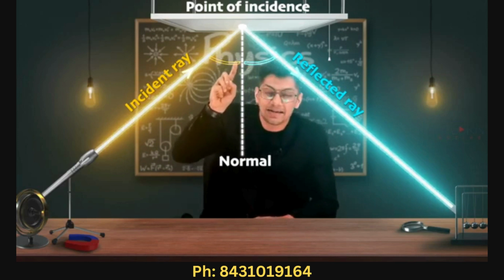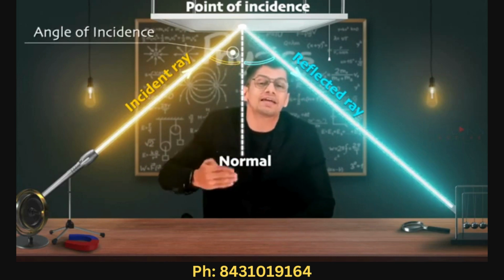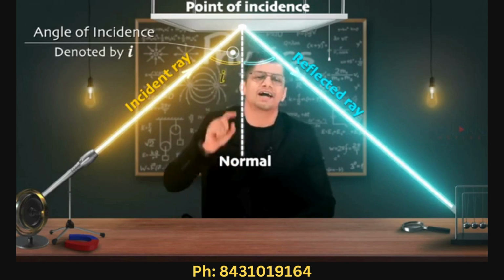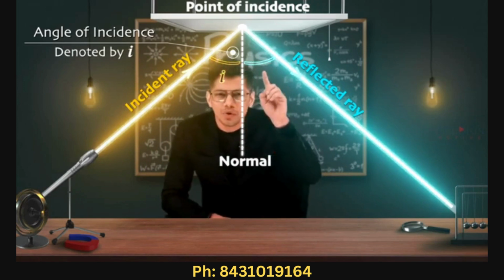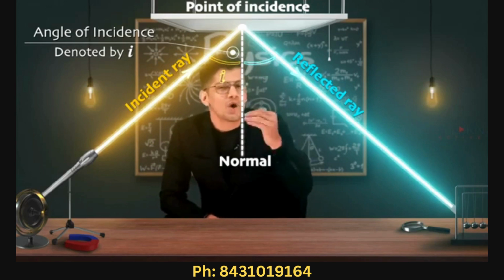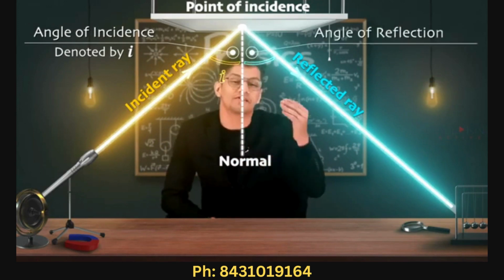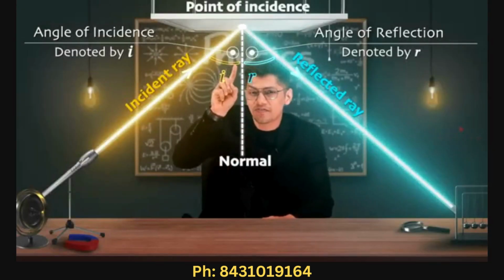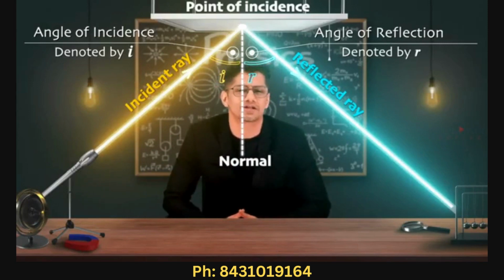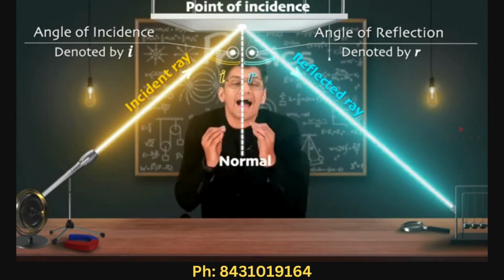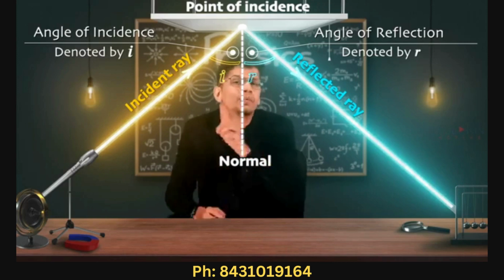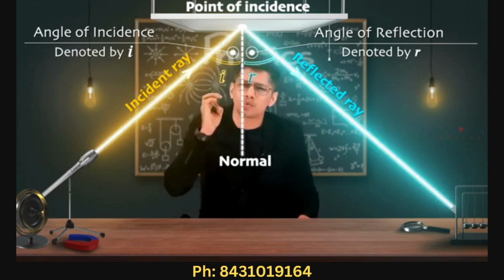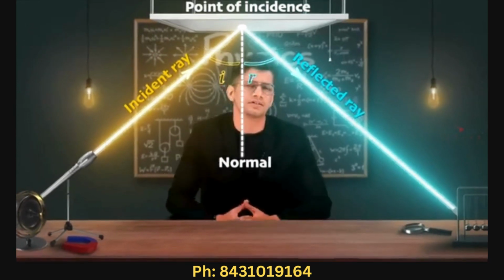Here this angle that you see is called the angle of incidence, and this angle of incidence is denoted by small letter i. Now you think, what would this angle be called? Obviously this angle would be called the angle of reflection, which is denoted by small letter r. So this is the angle of incidence and this is the angle of reflection. Now remember this, angle of incidence is always the angle between the incident ray and the normal, not the incident ray and the mirror. This is a very important point to be considered.